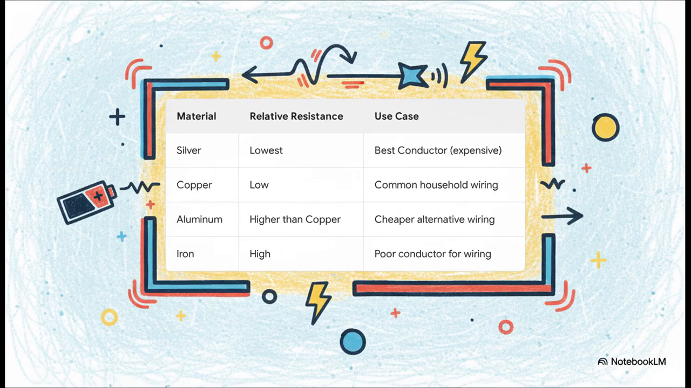And finally, the material itself is absolutely critical. Different materials are just naturally better or worse at letting electricity flow. So while silver is technically the absolute best conductor with the lowest resistance, it's way too expensive for everyday stuff. And that's why copper is king for the wiring in our homes. It's this amazing balance of really low resistance and being affordable.